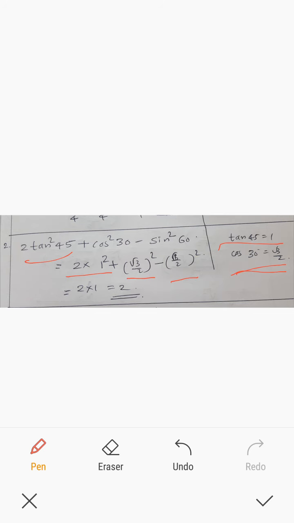Now we have to simplify this one. For simplification it is very simple. See, root 3 by 2 whole square here minus root 3 by 2 whole square. This can be cancelled, 0. So what is remaining? 2 into 1 square is 2 into 1, which is equal to 2. That's all.